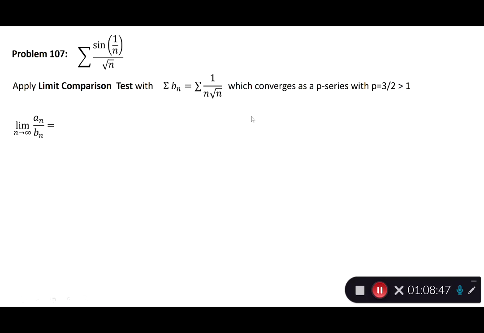Okay. So the limit of a sub n over b sub n is the limit of sine of 1 over square root of n times n square root of n over 1. And the square roots of n cancel, and you get the limit of n times the sine of 1 over n. But we can write that n as 1 over 1 over n, so that we have this form: sine of 1 over n over 1 over n.